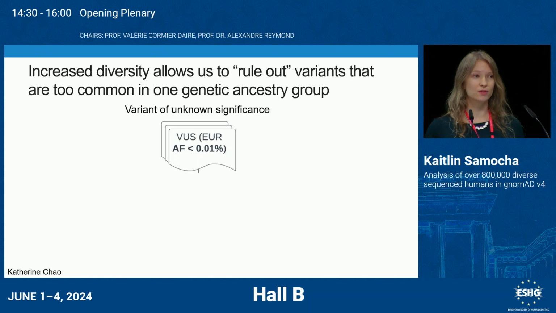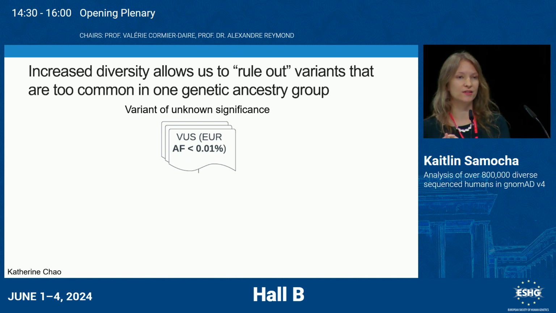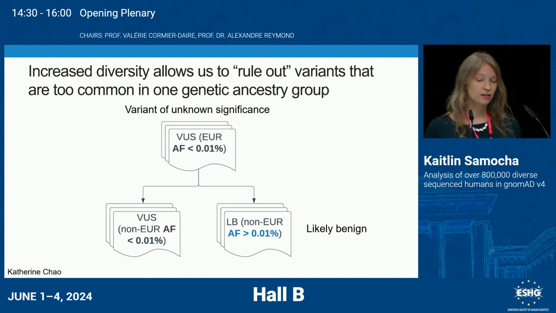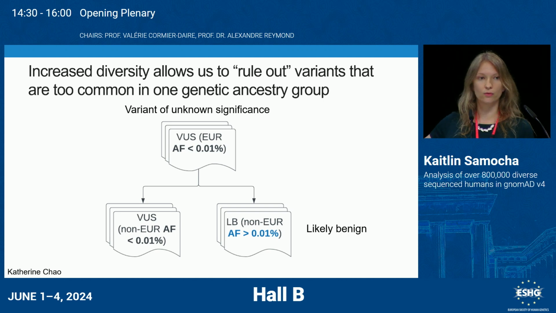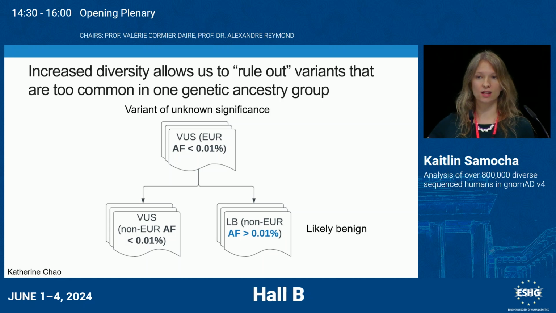So this increased diversity allows us to rule out variants that are too common because they're too common in one genetic ancestry group. So if we take, for example, a variant that is considered rare in the European population, I have given you another arbitrary allele frequency threshold of 0.01%, so rare in the European genetic ancestry group. The question is whether it's also globally rare, or whether it's not so rare in some other non-European genetic ancestry group, and therefore can be potentially ruled out. And I should say, variant classification is far more complicated than this. Variant rarity is one aspect, but it's not everything. So these variant of unknown significance and likely benign labels are dramatic oversimplifications here.